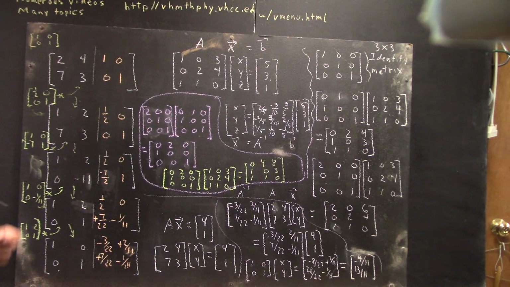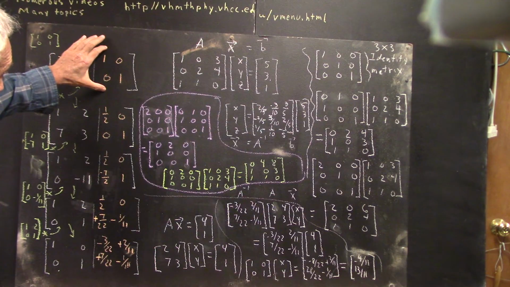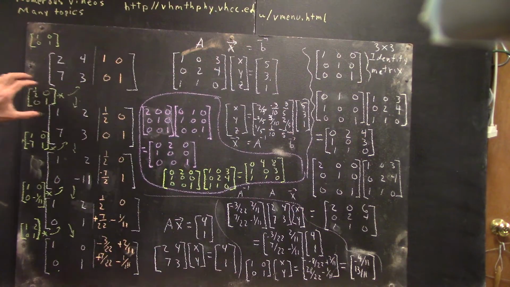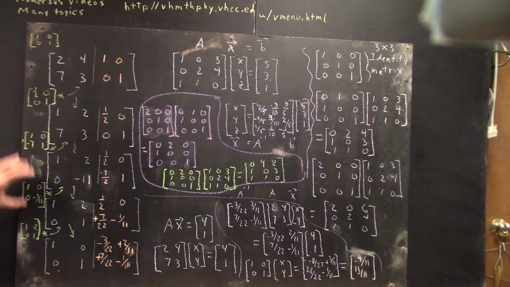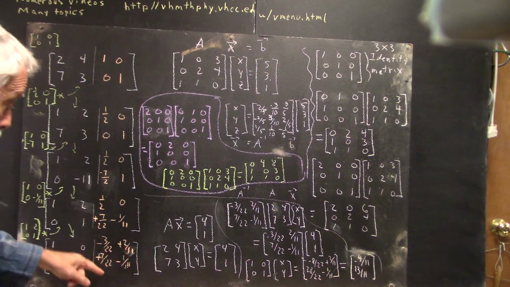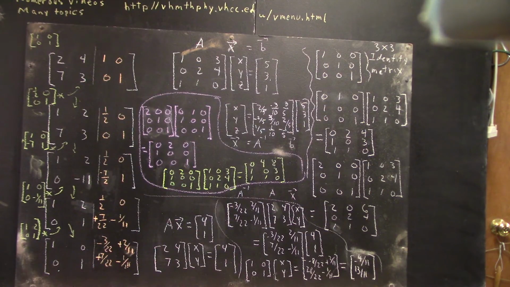You can then see that if I multiply my identity matrix, just the identity matrix, by this matrix on the left, and then put this one to the left of that, this one to the left of that, this one to the left of that, I'm going to get this. I'm going to get the inverse matrix.